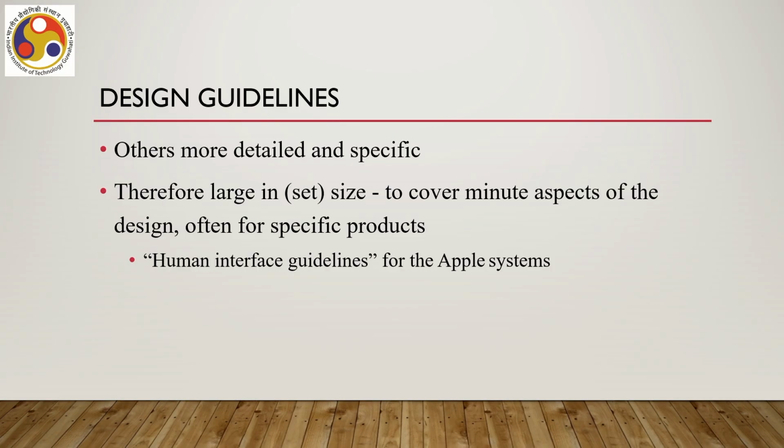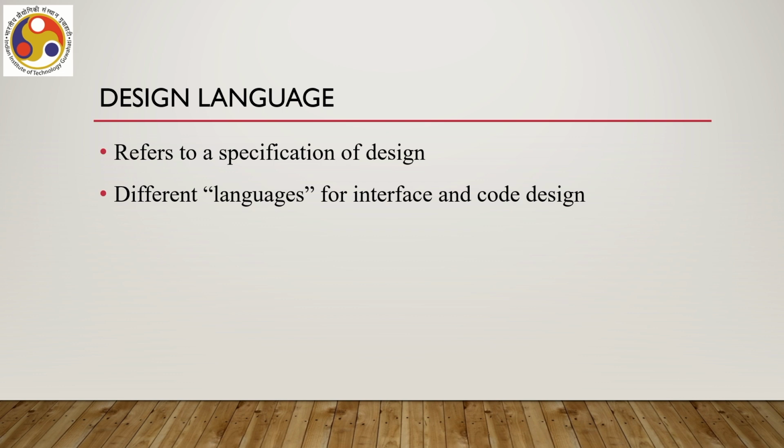There are other more detailed and specific sets of guidelines available. They are generally large in number because they cover micro details of a particular system. So, to cover minute aspects of the design, they are generally large in numbers, and they are typically meant for specific products. For example, the human interface guidelines originally developed by Apple for their user interfaces. That is about the starting point.